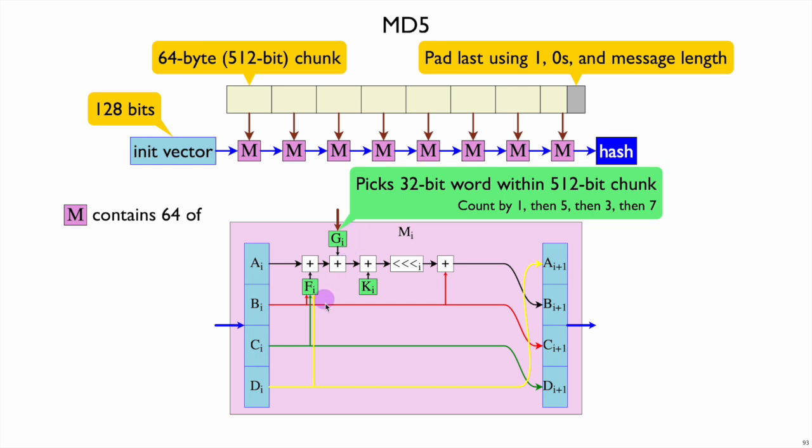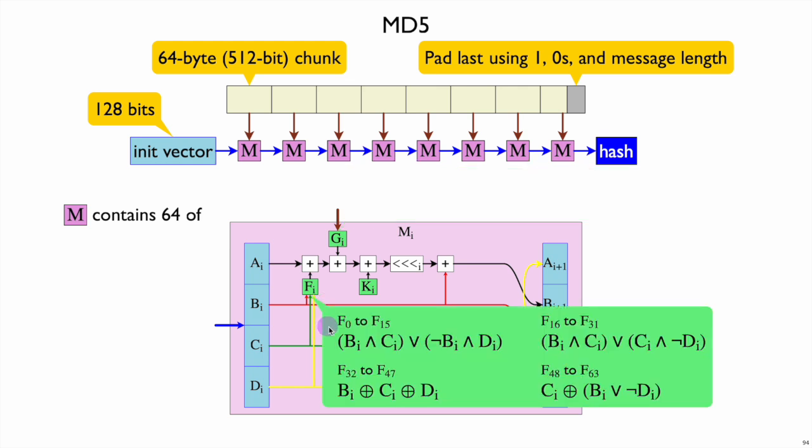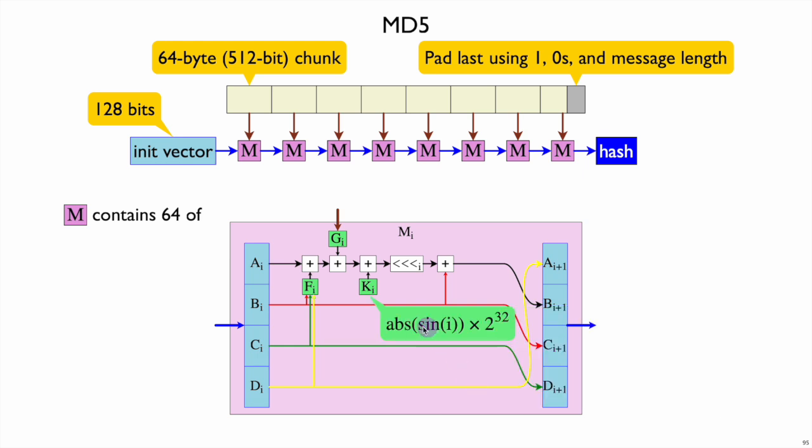So each of these M sub i boxes is getting 32 bits from our current 512-bit chunk, and mixing that in with the result of F on A, B, C, D sub i. F sub i, for F0 through F15, is this function, which ANDs the bits from B and C, and then ORs it with the NOTed bits of B AND D, and so on. It turns out there's 4 different functions used by 4 different sections of the 64 M sub i's. Similarly, the K sub i here varies based on i. That comes from the sine function, where it's taken the absolute value.